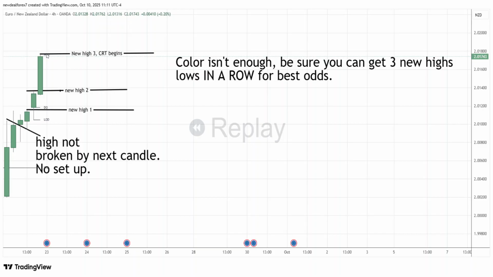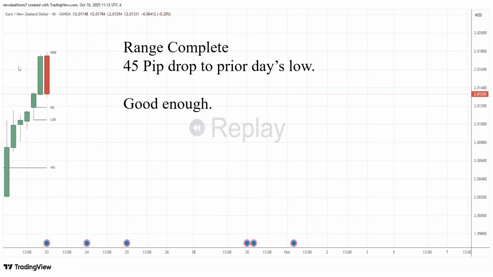Now we can mark this range. This day high, this day low. And what do we get? Price action to the downside. Good for a 45 pip drop. Okay, that's good enough, right?